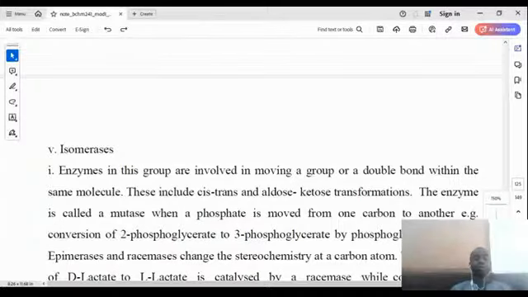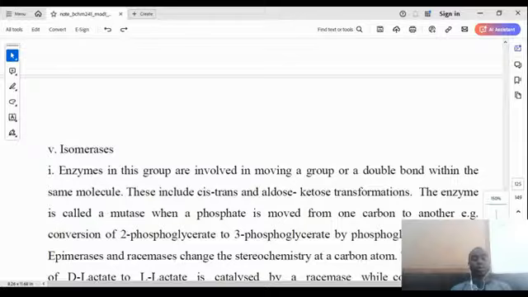The fifth class, number 5, isomerases. These are enzymes which are involved in moving a group or a double bond within the same molecule. So they involve moving a group or double bond within the same molecule. This includes cis and trans isomerases. These are isomer-catalyzing enzymes. They catalyze reactions that involve changing one isomer to another one.